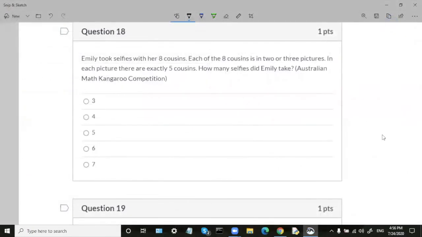Problem 18. Emily took selfies with her 8 cousins. Each of the 8 cousins is in 2 or 3 pictures. In each picture, there are exactly 5 cousins. How many selfies did Emily take? Okay, so we have 8 cousins.